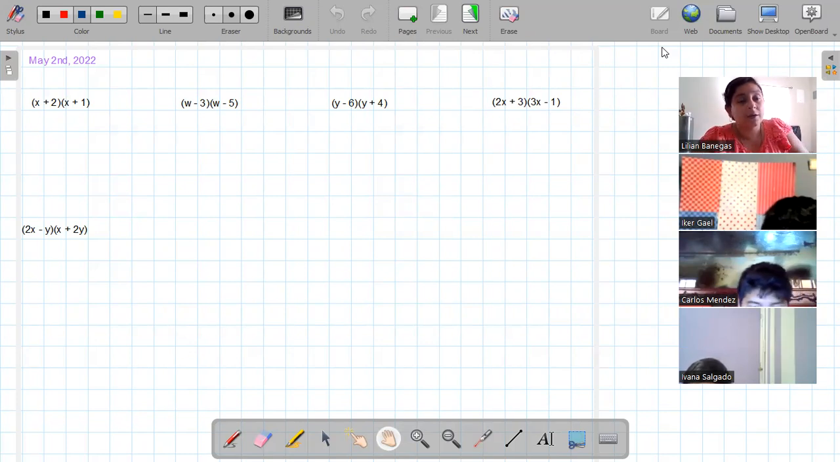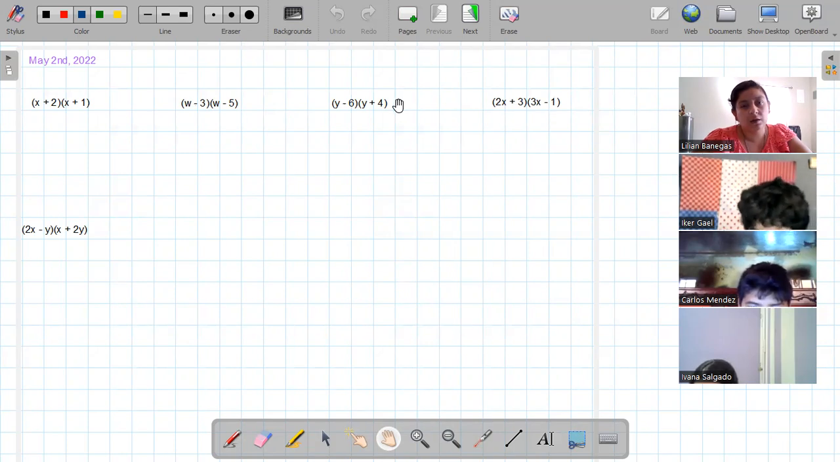Week 6, day 1. Today we're going to start a new topic. As you can see, I have over here 5 exercises. What is common in all of these 5 exercises? What can you say those exercises have in common, all of them? That all the exercises have the same variable in their problems. This is X, and this is W, and this is Y. In each one, each parenthesis has the same variable. Okay, very good. What else?